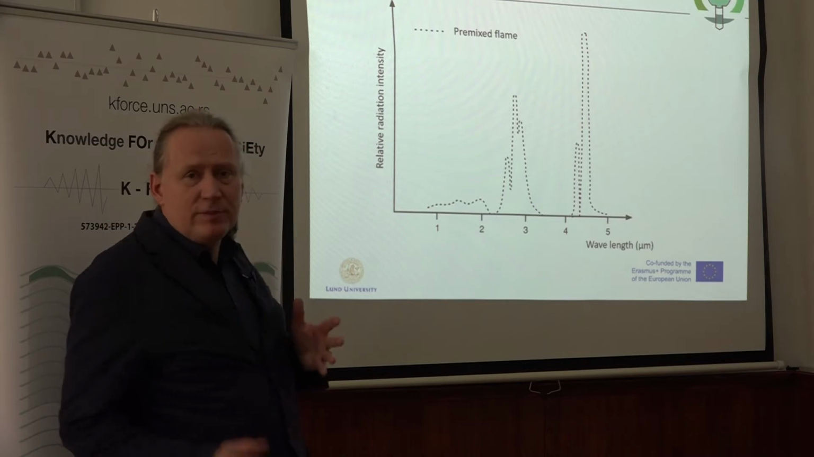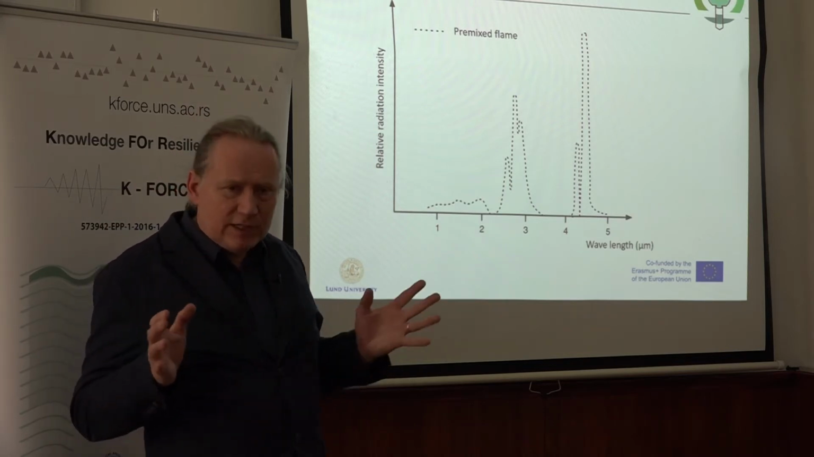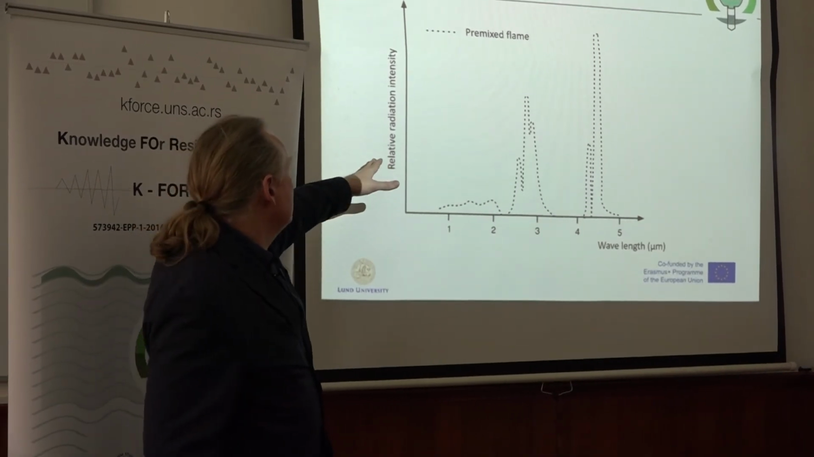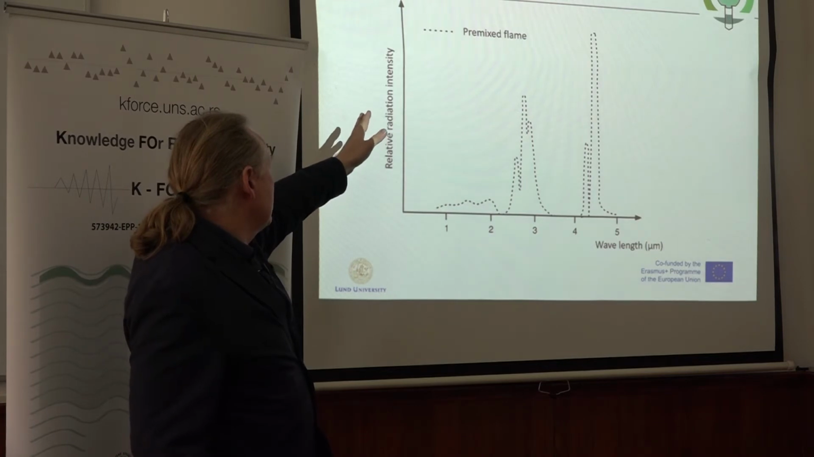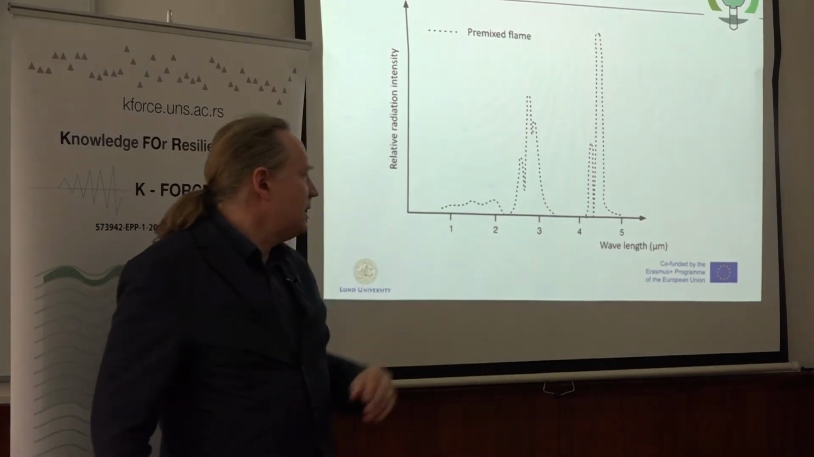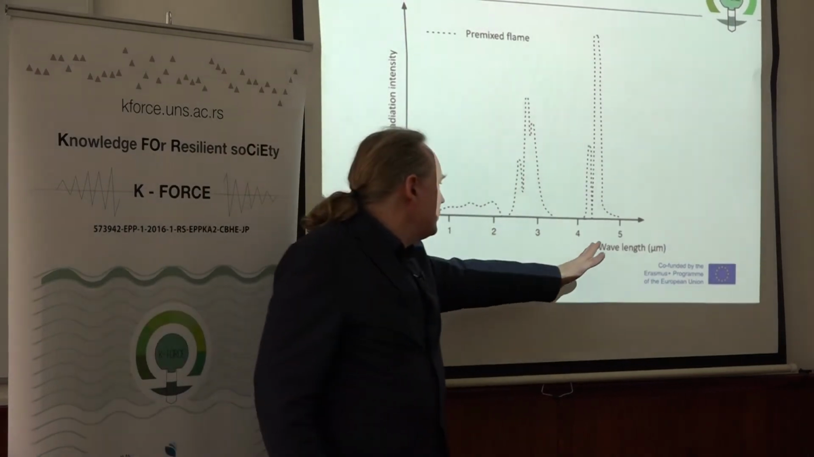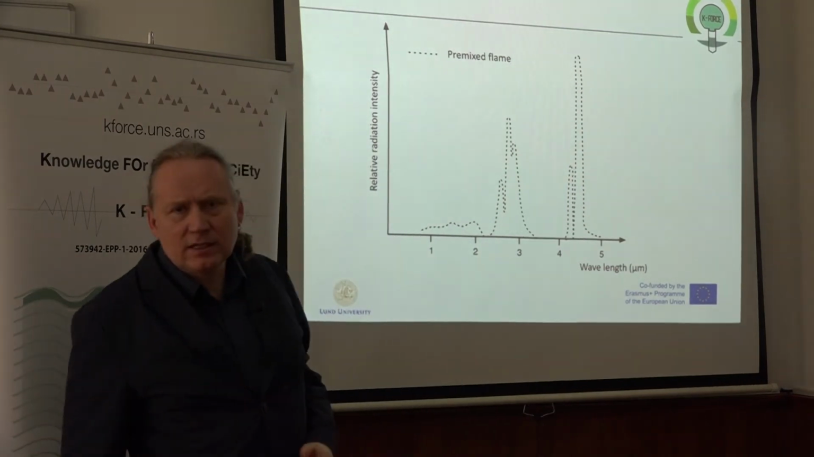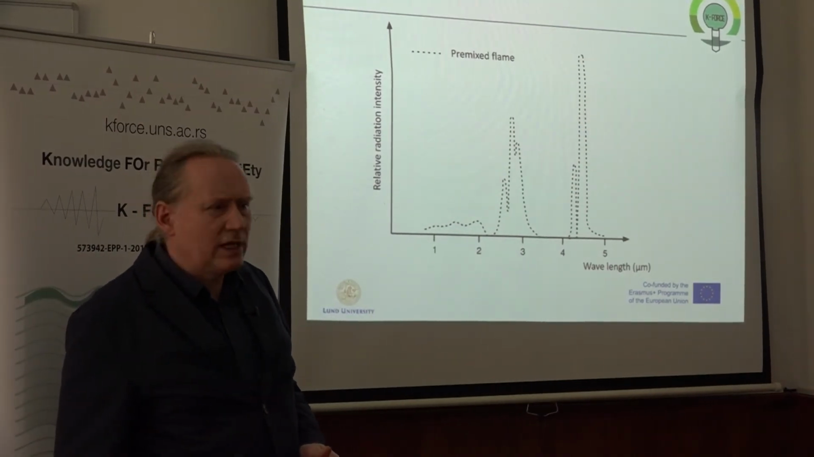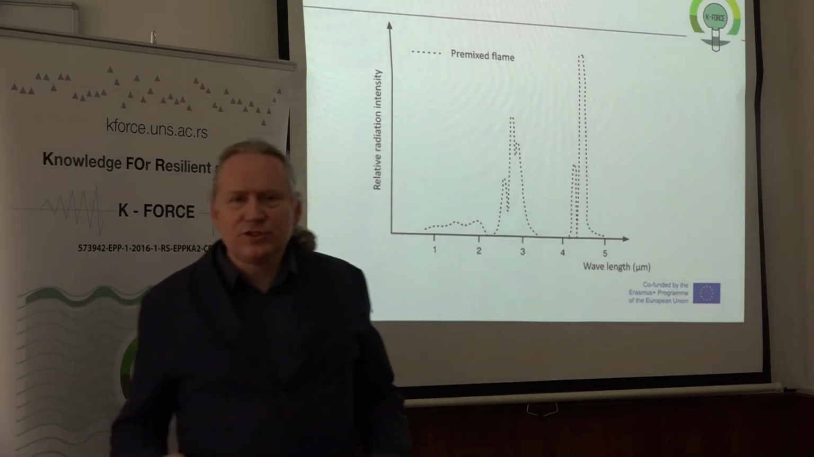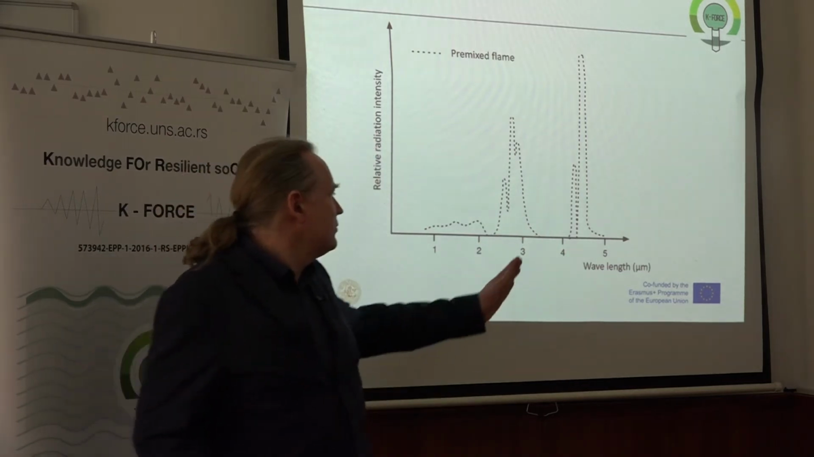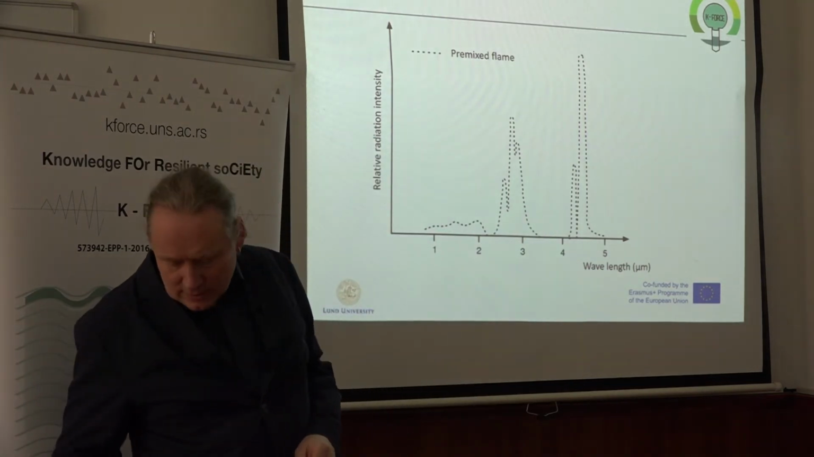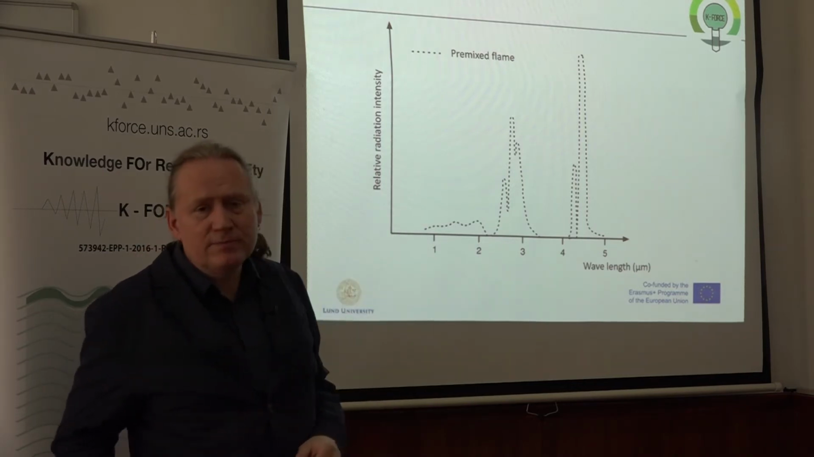This is for a premixed flame. So here we don't have any soot to disturb the picture. Here you see the relative radiation intensity on the y-axis, and the wavelengths on the x-axis. And you see here at 4.3, you have a clear band showing the radiation from the carbon dioxide, CO2 radiation. So if you have CO2 and it's hot, you will get a signature in this wavelength.